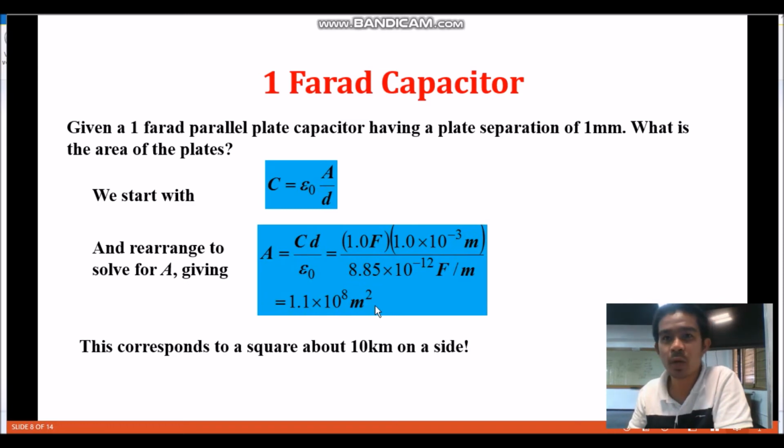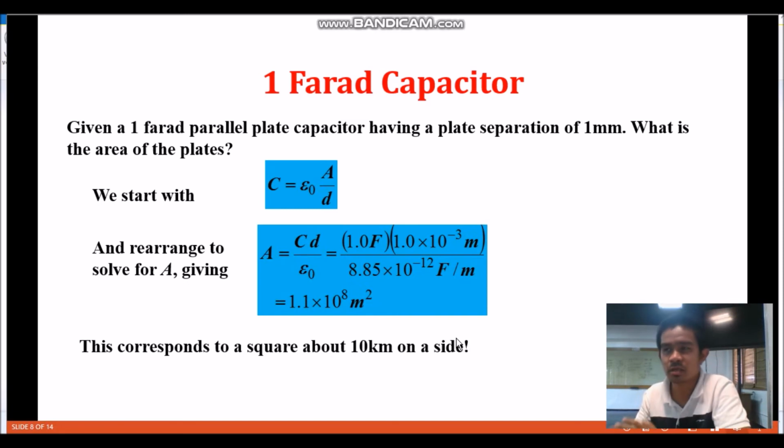How wide is 1.1 times 10 to the power of 8 meters squared? I think that's wider than the baseball field or the soccer field. Imagine having a capacitor whose plates are wider than a baseball field or a soccer field. It's a big joke. This corresponds to a square about 10 kilometers on a side.